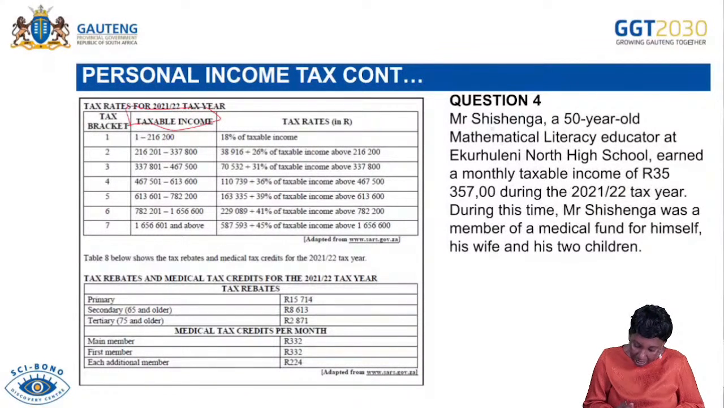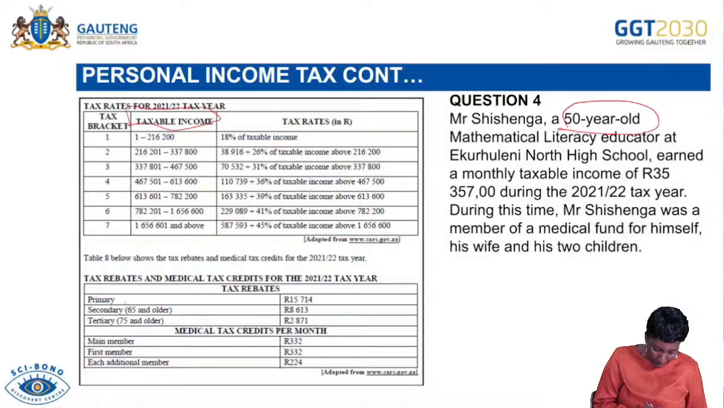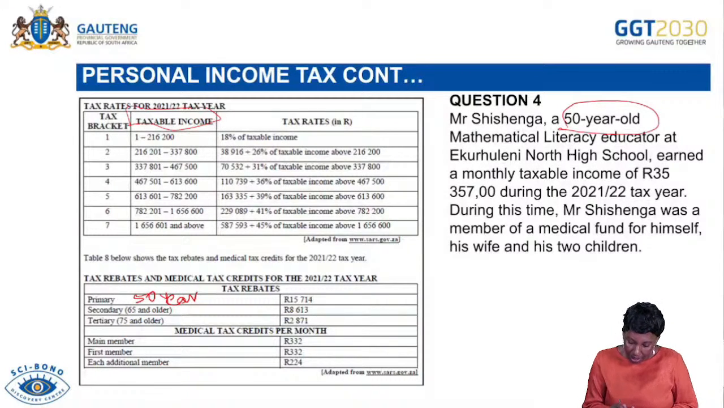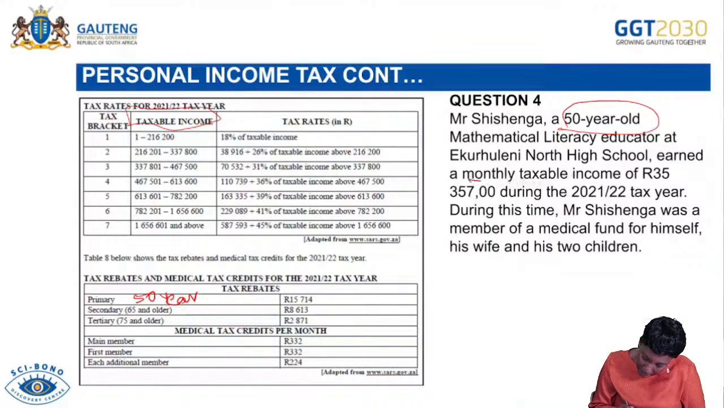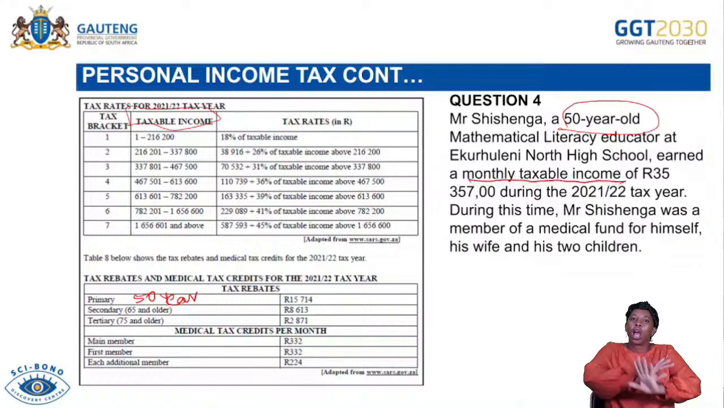And then we are told that Mr. Shishenga, he is 50 years old. Meaning, where does he fall? Under primary rebate, because he is 50 years. So he falls under primary rebate. And then now mathematical literacy at Ekurhuleni North High School earns a monthly taxable. Look at this one. You have to highlight a monthly taxable income, meaning you are not going to subtract any pension, any UIF, any donation. All those have been taken out. Your focus will be only on what?